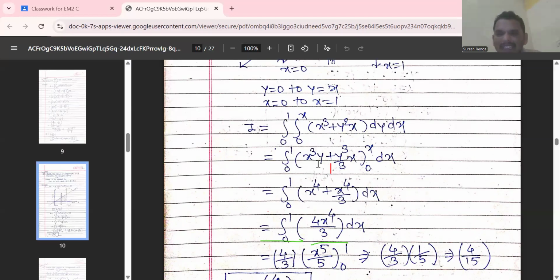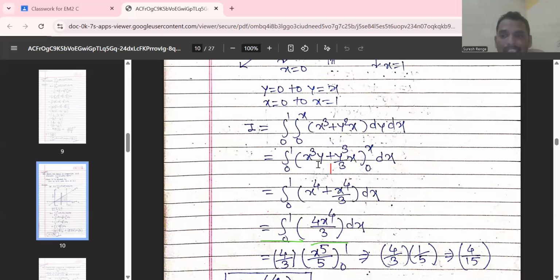The integration of 1 with respect to y is y as it is, plus, treating x as a constant, the integration of y square is y cube divided by 3, with limit 0 to x, and dx as it is. Now put the upper limit minus the lower limit. Since we integrated with respect to y, we put the upper and lower limits in place of y.